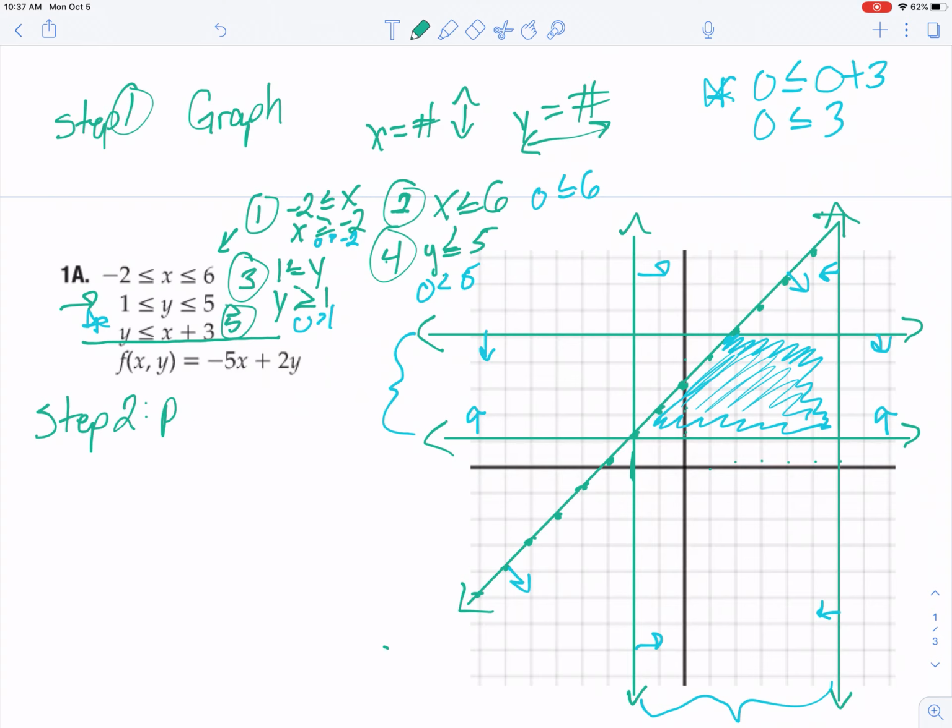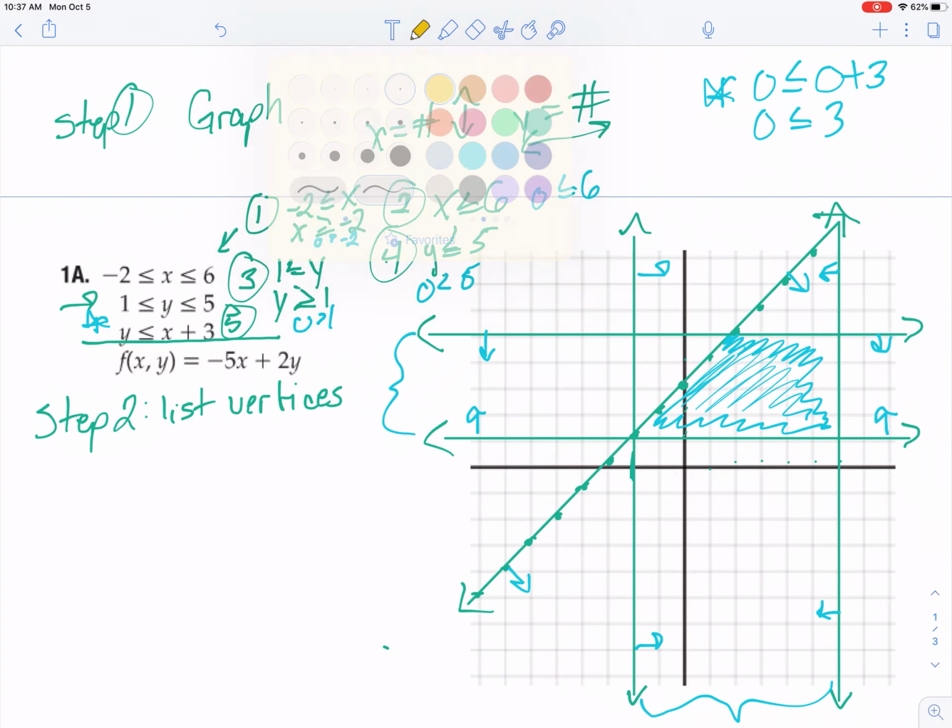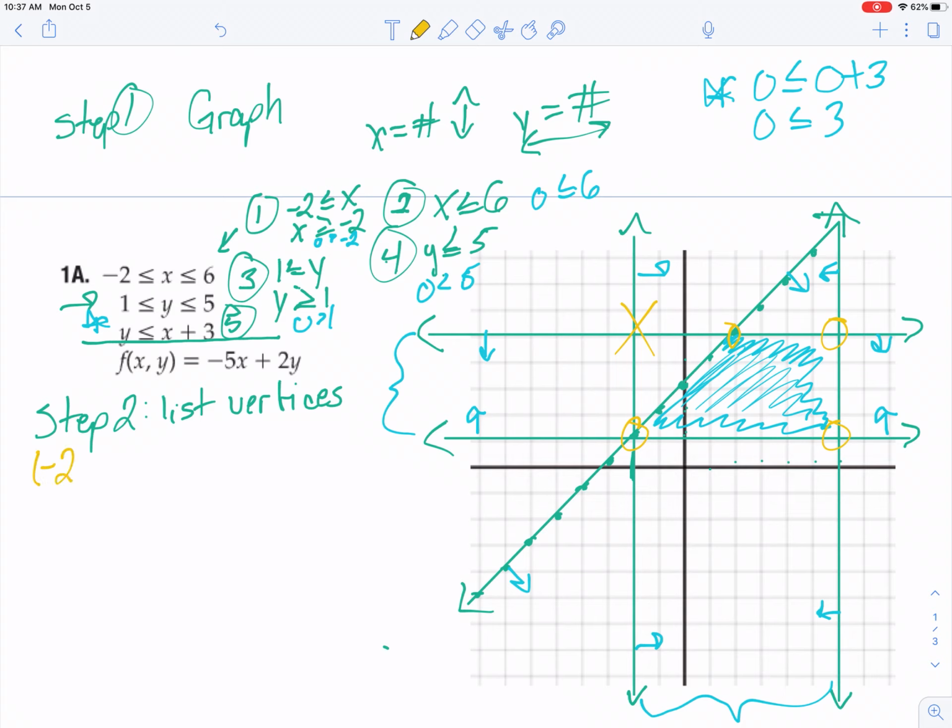Actually, step 2 is going to be list the vertices. What are the vertices? The vertices are all the corners of your shape. So in my case, I see a vertex here, here, here, and here. This one is not one because it isn't a corner to my shaded region. So list those vertices. The first one is at what? It doesn't matter what order you do it in.